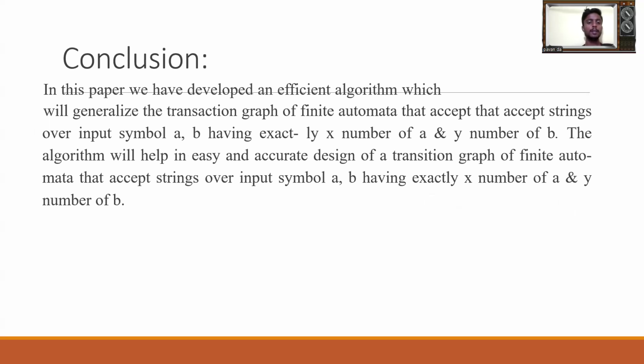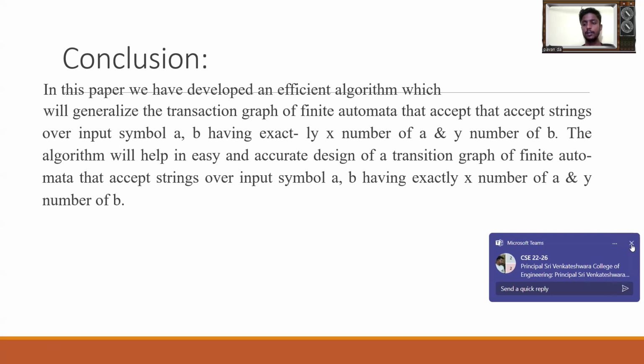Conclusion. In this paper, we have developed an efficient algorithm which will generalize the transition graph of finite automata that accept strings over the input symbols A, B having exactly x number of A and y number of B. The algorithm will help in easy and accurate design of a transition graph of finite automata that accepts strings over input symbols A, B having exactly x number of A and y number of B.